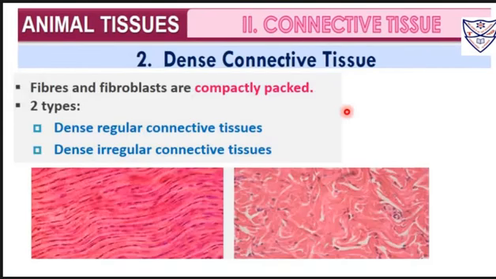Now let us look at the dense connective tissue. As the name is telling you, here fibers and fibroblasts are compactly packed. That means they are densely packed. They can either have a regular pattern. These tissues with regular pattern are called dense regular connective tissue, or they can have an irregular pattern and these are called the dense irregular connective tissues.